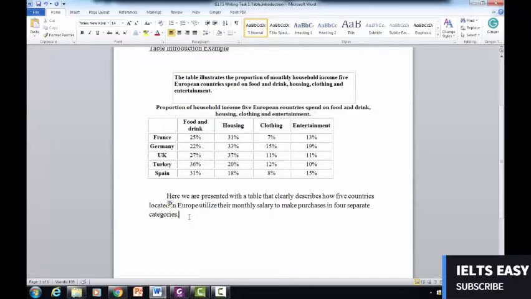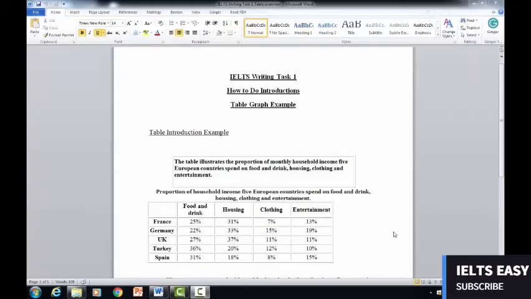All right. So that's our introduction for a table. We can see it's the same thing that we did with the line graph, same thing we did with the multiple chart. We just look at it. We look at everything on the chart. We look at their description, and then we put it into our own words. Okay. So let's move on to the next one now and do another introduction.